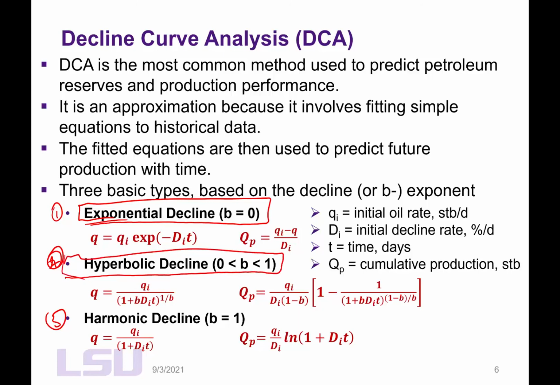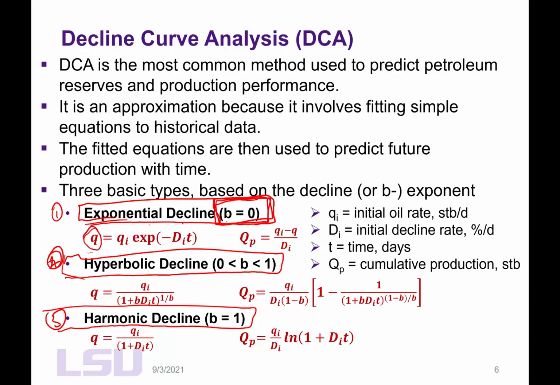It's more applicable under a wider set of conditions, and so it's also commonly used, and the harmonic is the least commonly used. What is the main difference between these models? It's this B exponent. So when I talk about B exponent in the lab session, this is precisely what we're talking about. In the exponential decline model, B is 0. And for that reason, you don't see B show up anywhere in the equation.